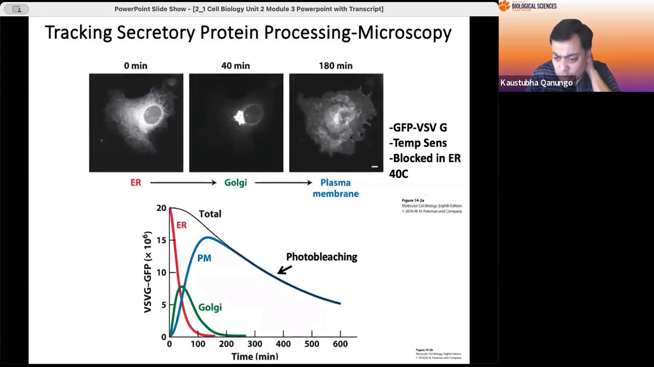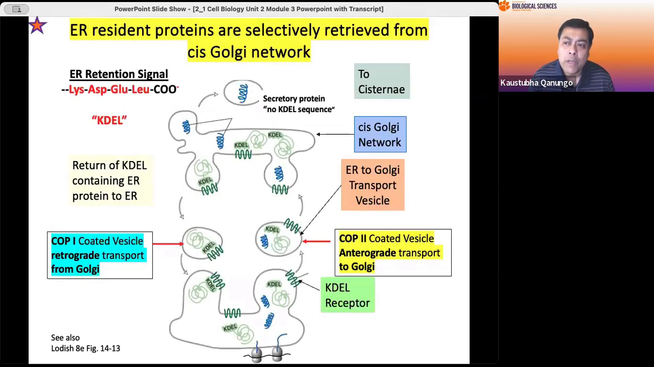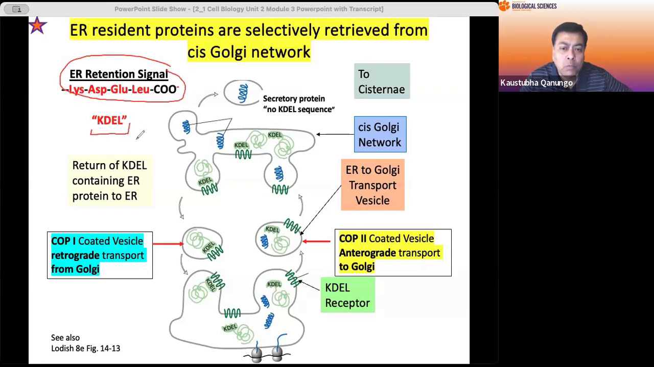So this just shows you again the trafficking, tracked through video microscopy. They are going from the ER to the Golgi to the plasma membrane over a period of time. Not that important. So now we are going into a retention signal. Here we have the retention signal, and it is lysine, aspartic acid, glutamic acid, and leucine. And in short, in one-letter code, we call this the KDEL sequence.